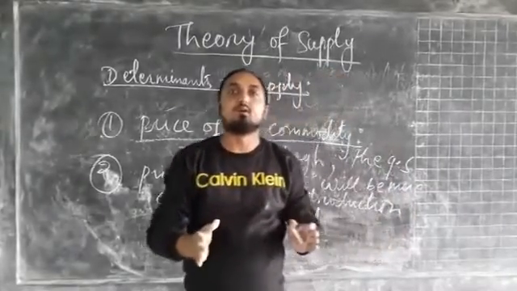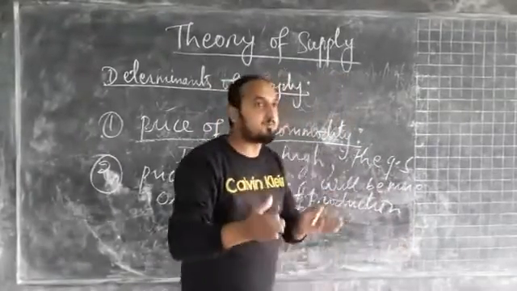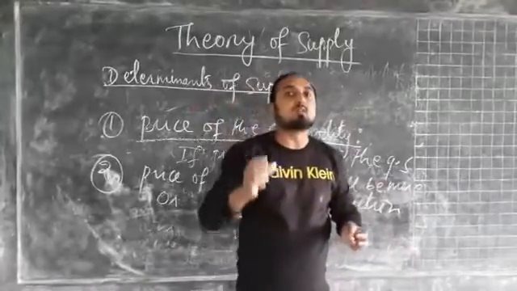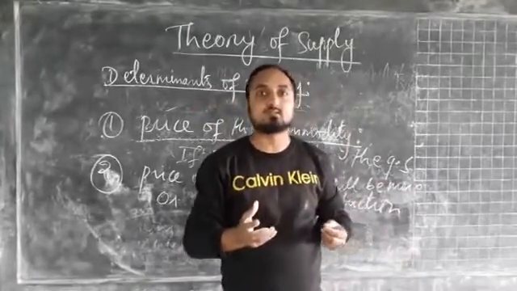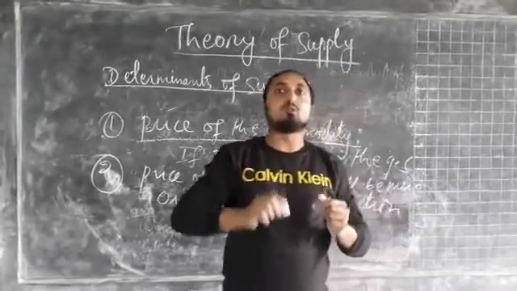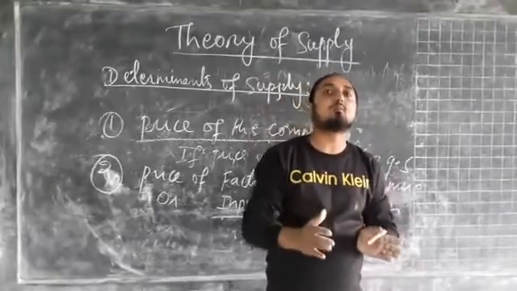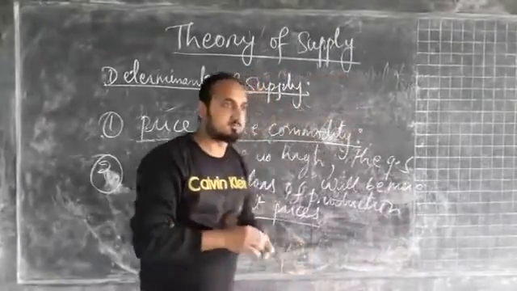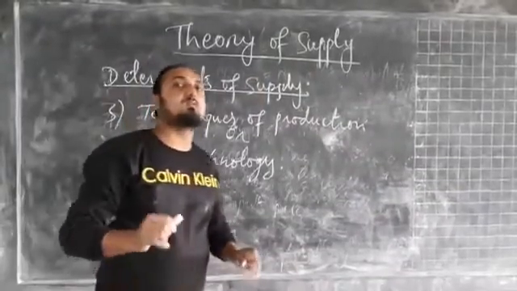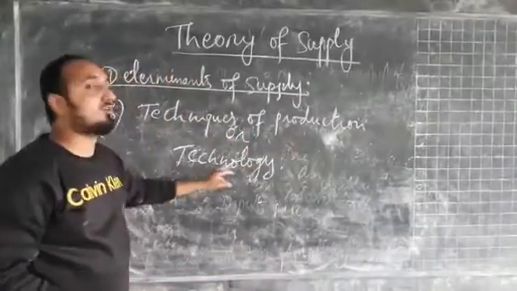Similarly, if the cost of production decreases, for example, if the wages of labor are decreasing, or if input prices and raw material costs are decreasing in the market, then the per unit profit of the firm will increase, and in that case the supply of the commodity will be more. The next factor responsible for affecting the supply of a commodity is techniques of production, or technology.